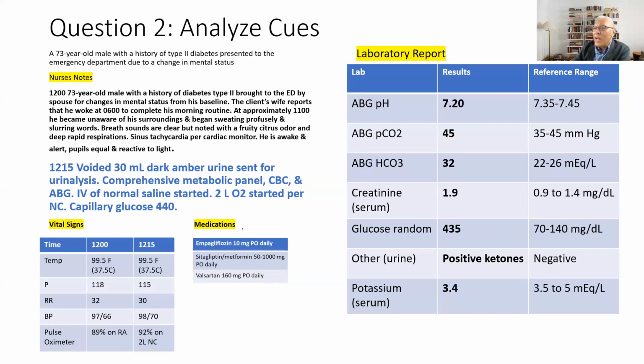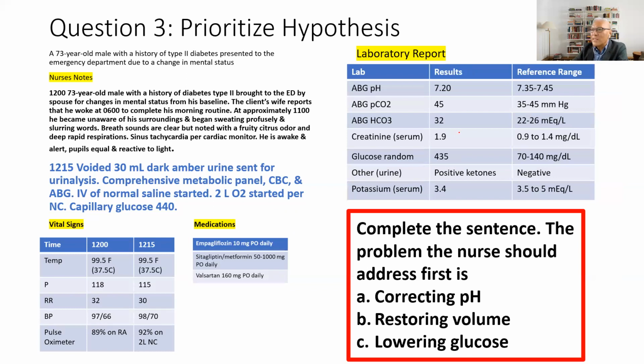All right, so now it's 12:15. We did that, the 12:15, voided 30 mL dark amber urine, sent for urinalysis, comprehensive metabolic panel, CBC and ABG, IV of normal saline started, 2 liters O2 started per nasal cannula, capillary glucose is 440. All right, and these are the laboratory reports. So let's see what the next question is asking us.